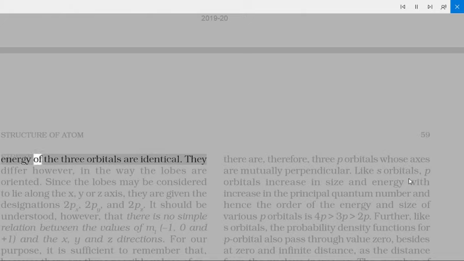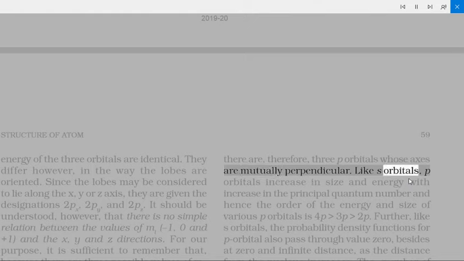The energy of the three orbitals is identical. They differ, however, in the way the lobes are oriented. Since the lobes may be considered to lie along the x, y or z axis, they are given the designations 2px, 2py and 2pz. It should be understood, however, that there is no simple relation between the values of ml (-1, 0 and +1) and the x, y and z directions. For our purpose, it is sufficient to remember that, because there are three possible values of ml, there are three p orbitals whose axes are mutually perpendicular.